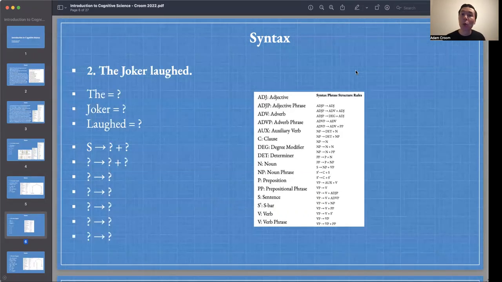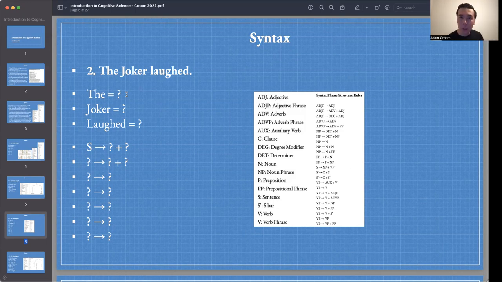This example is the Joker laughed. The first thing we want to do is identify these lexical items. What kind of word is the? What kind of word is Joker? What kind of word or item is laughed? If you forget, you can always look it up in the dictionary. By each word, it'll provide you with what part of speech or what category it is. Just be careful, because for some items there may be more than one possible category that it can belong to.